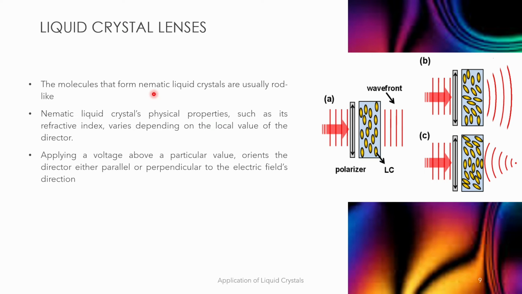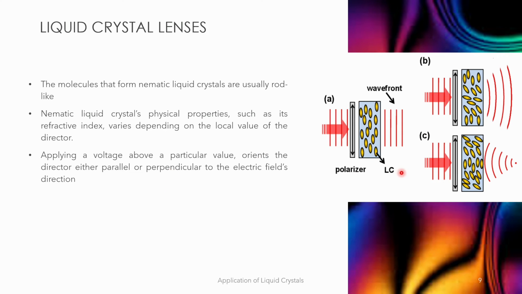The molecules that form nematic liquid crystals are usually rod-like. So these are the rod-like nematic liquid crystals that we see here. Nematic liquid crystals' physical properties, such as their refractive index, vary depending on the local value of the director. This basically just means that this rod-like structure has a varied refractive index based on the director. The director is how the rod-shaped molecules move. So maybe here we have a different refractive index, and maybe here we have another different refractive index, based on how these molecules move about.